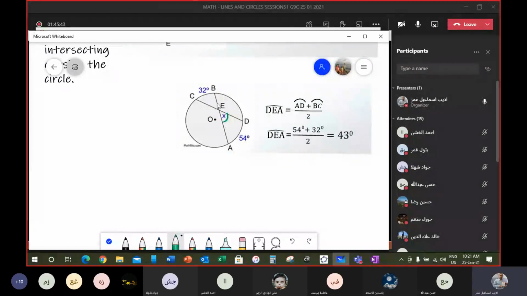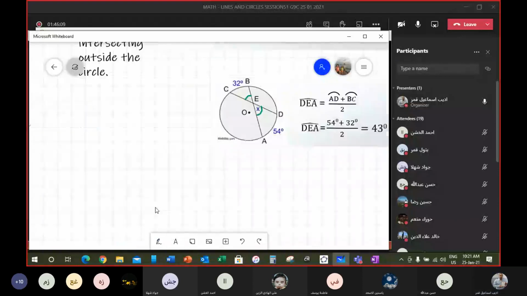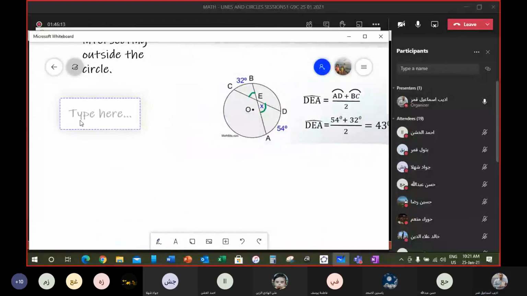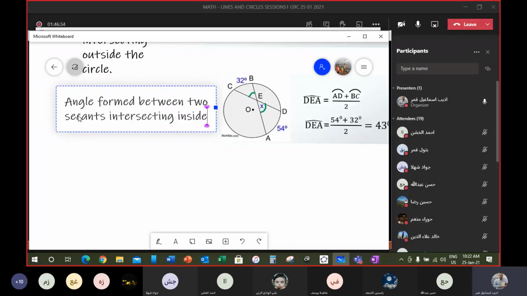هيدي الانجل اللي هي ذات هيدي الانجل. ليش هودي الانجلز are equal؟ BEC and DEA. Because they are vertically opposite angles. Opposite angles. فإذا هون بنقول angle formed between two secants intersecting inside the circle. Angle formed بتساوي angle formed between two secants intersecting the circle.